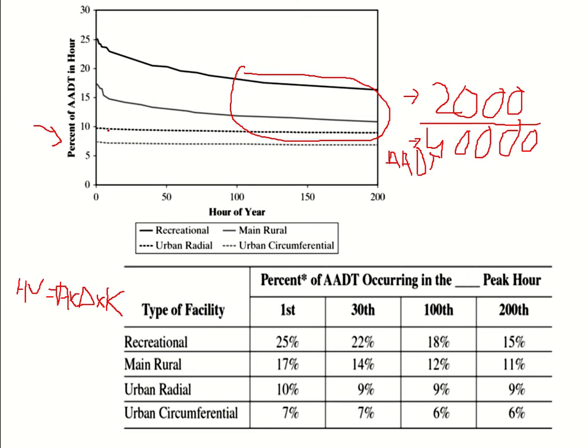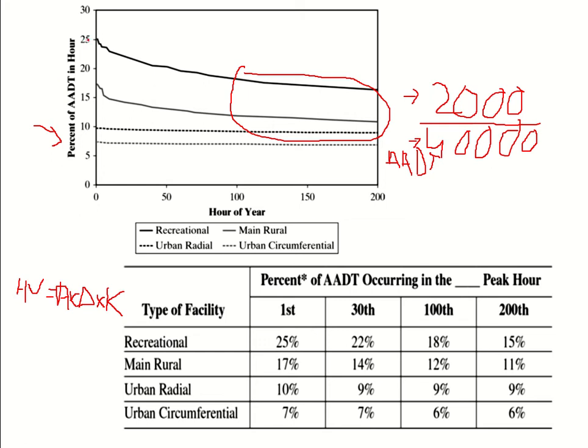So for some highways K changes, for some highways it is almost a constant. So if it is almost constant, then there is no problem. I can select a value. It's a straight line, I can select a value, no problem for selecting the value of K. What should I do when the graph goes like this? Now if you select the highest value, now remember this represents 1 hour of the year.